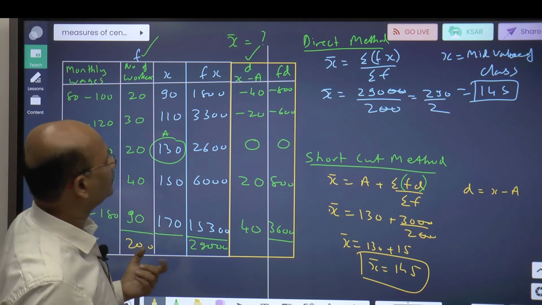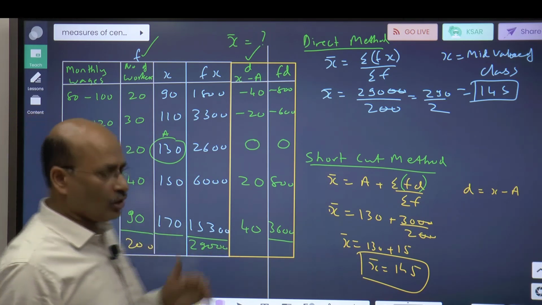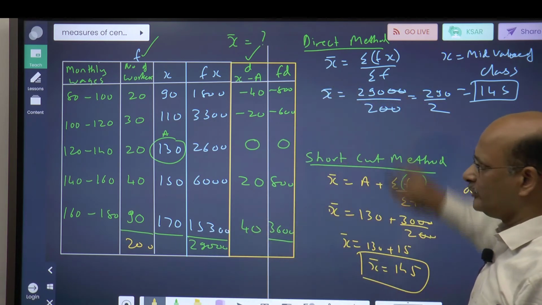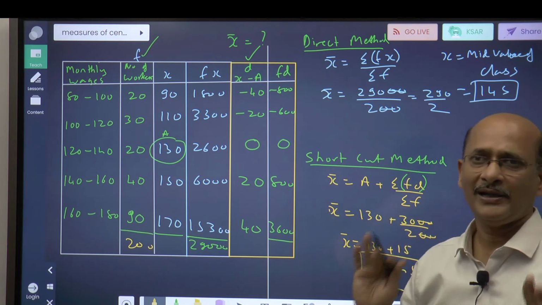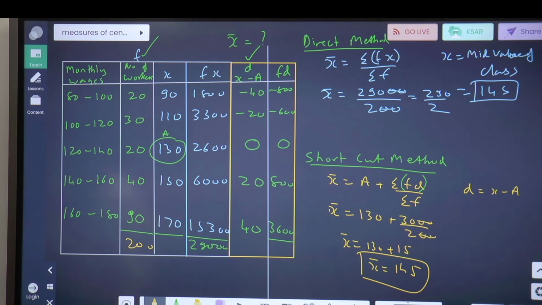Okay, we will come to that as we go on. So right now, did you understand what I am trying to tell you? I hope you understood this process, direct method or shortcut method of finding arithmetic mean. Let us take the next part.